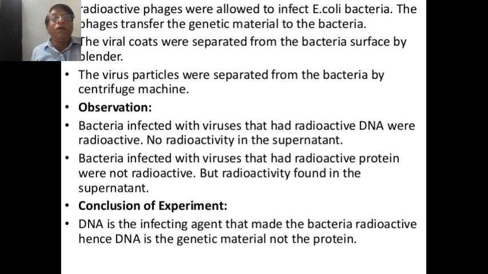Now, radioactive phages were allowed to infect E. coli bacteria. The phages transfer the genetic material to the bacteria. The viral coats, how are the viral coats separated? The viral coats were separated from the bacterial surface with the help of a blender.